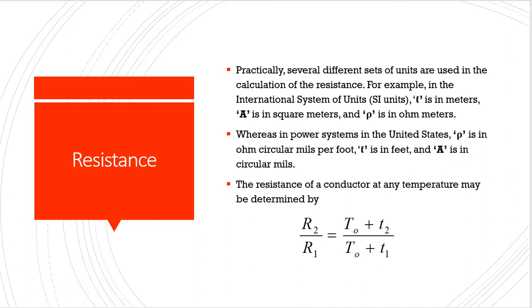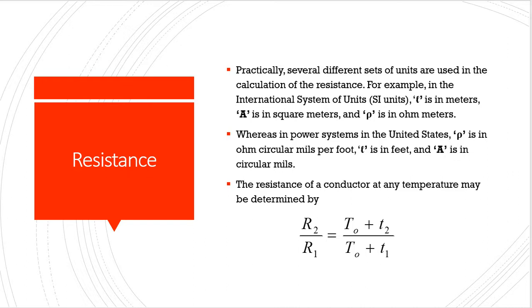Whenever we consider power systems in the United States, we always take rho in ohm circular mils per foot. Likewise, length L is represented in feet, whereas area is measured in circular mils. I repeat that resistivity is in ohm circular mils per foot. Length is represented in feet, whereas area is measured in circular mils.